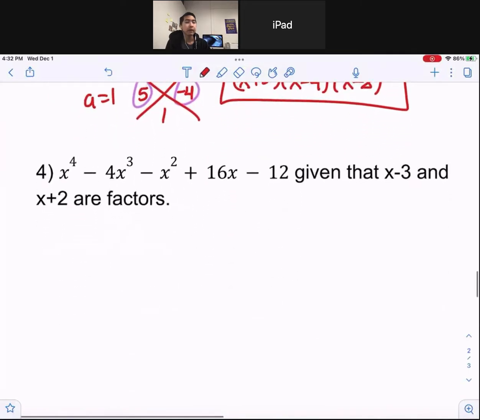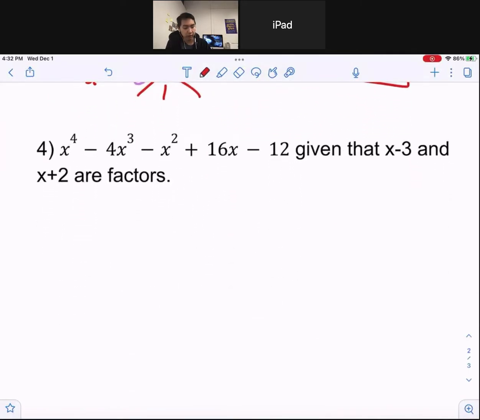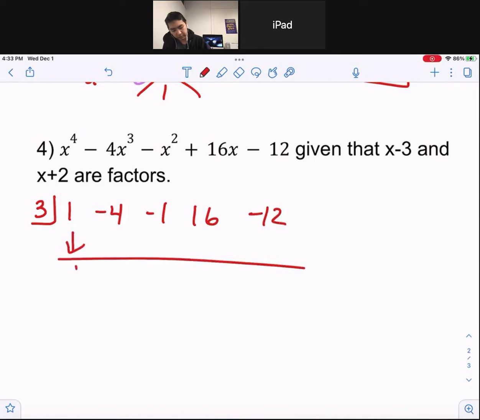Okay, number 4. Now we have a degree of 4, and they give us two factors. So we can use both of these factors to use synthetic division and get from a degree of 4 to a degree of 2, and then we can factor out that quadratic. So the opposite of -3 is 3. 1, coefficients. Drop down the 1. 1 times 3 is 3. Add, you get -1. -1 times 3 is -3. Add, you get -4. -4 times 3 is -12. Add, you get 4. 4 times 3 is 12.